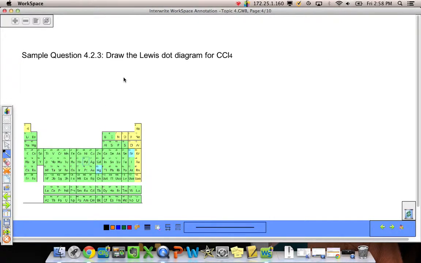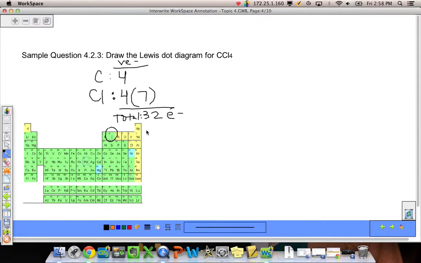In sample question 4.2.3, we're to draw the Lewis dot diagram for CCl4. So I need to start looking at the number of valence electrons. Carbon has 4 valence electrons. So these are my VEs, my valence electrons. Chlorine, I have 4 chlorines, and each of them has 7 valence electrons. So I have 32 electrons total that I'm dealing with. And this I'm going to use as a check later on.